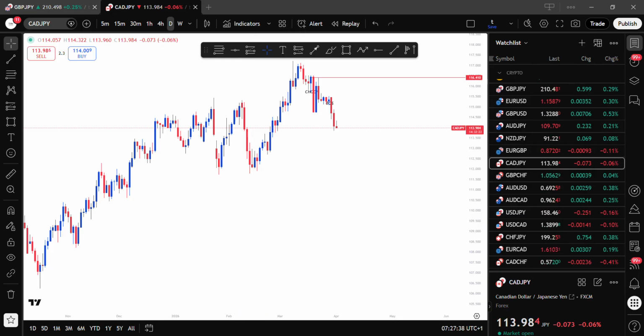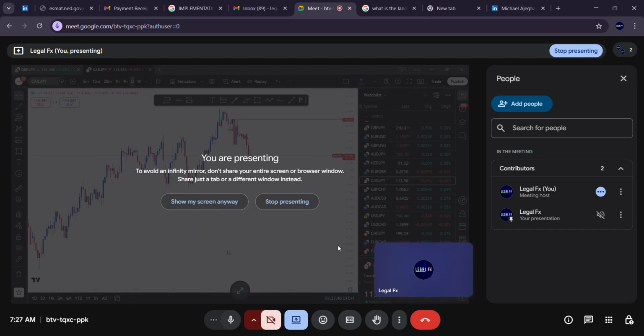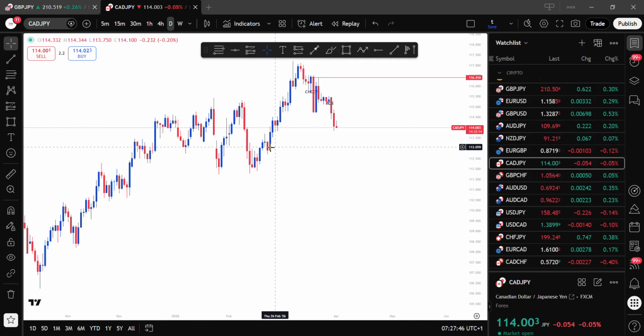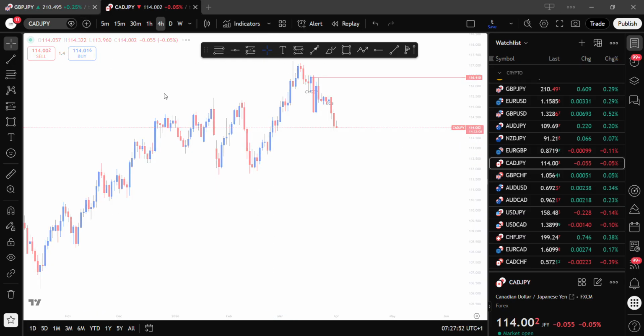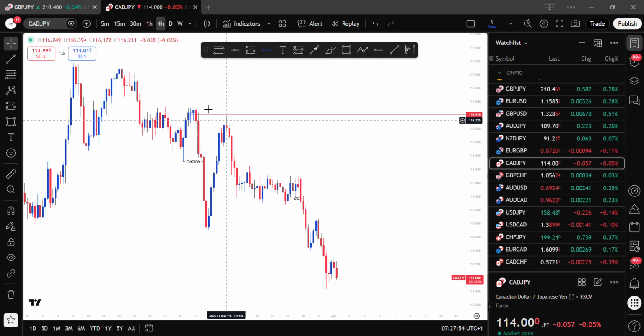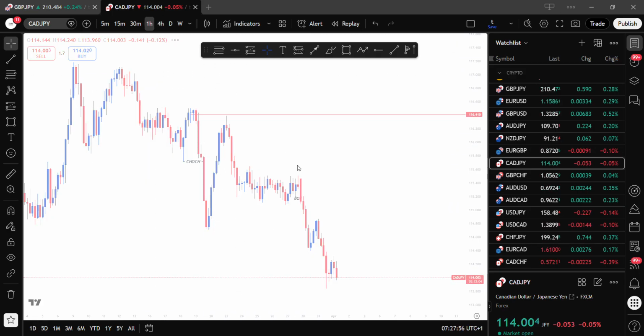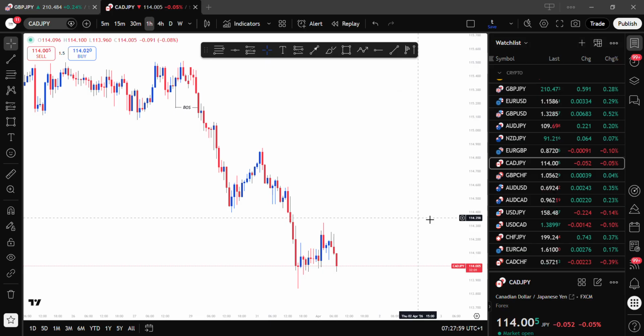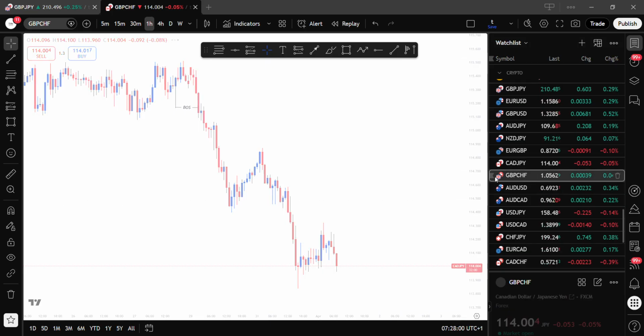See the daily time frame on the CAD JPY. You can see market has been selling the whole time. So on the 4 hours, more sales are happening. On the 1 hour as well, more sales are still happening. But there's no end. Let's just leave this for now.